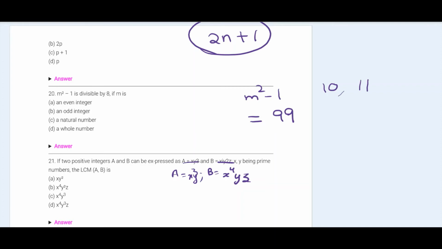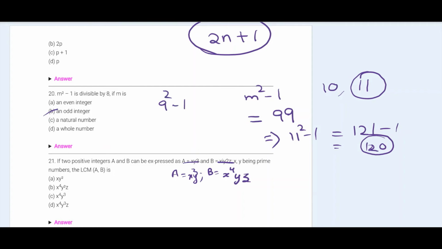If I go to the next odd number 11, I will get 11 square minus 1, which is 121 minus 1, 120. 120 is a multiple of 8. Whenever we put the odd integer, 8 is the factor of the result. So an odd integer. You can just check with other integers if you want. If you put 9 in the place of m, you'll get 9 square minus 1, which is 81 minus 1 equals 80. So 80 is the multiple of 8. So option is B.